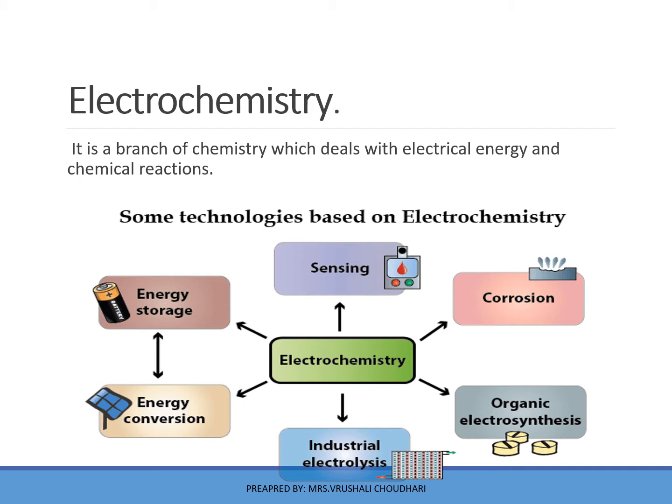Where are we using electrochemistry? The mobile battery, a rechargeable battery, is the best example of electrochemistry. In that mobile battery, the electric energy is stored in the form of chemical energy, and when we are using our mobile, that chemical energy is converted into electrical energy and we are able to use the mobile.